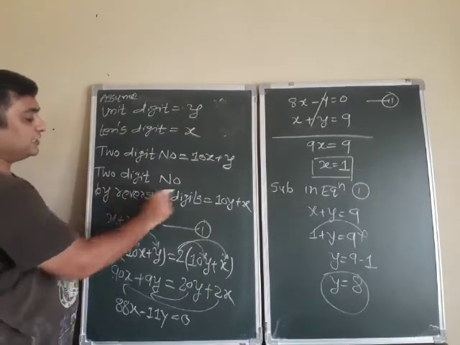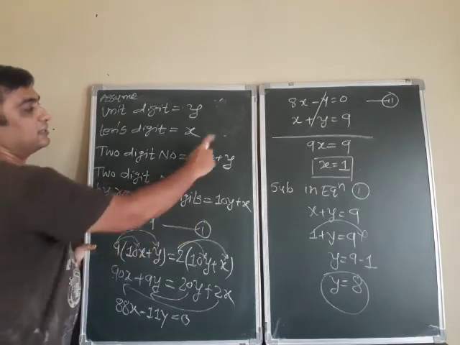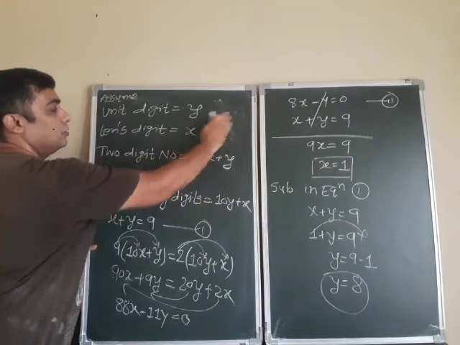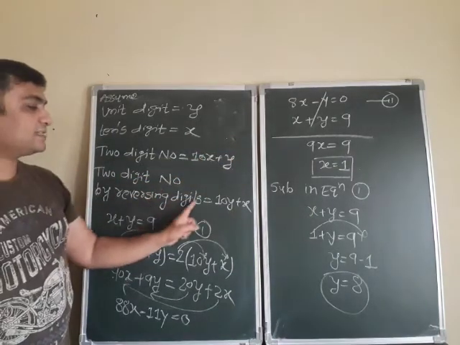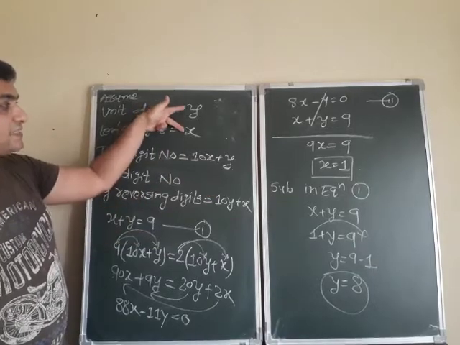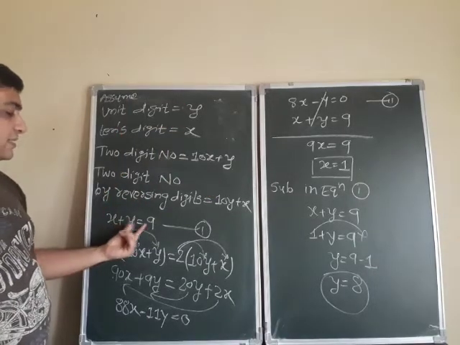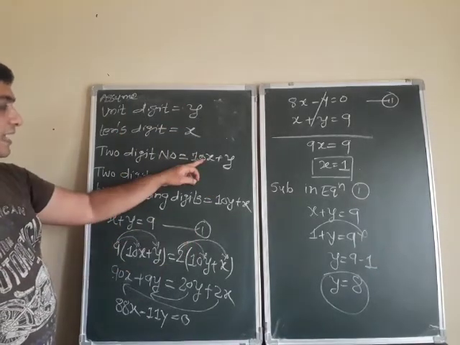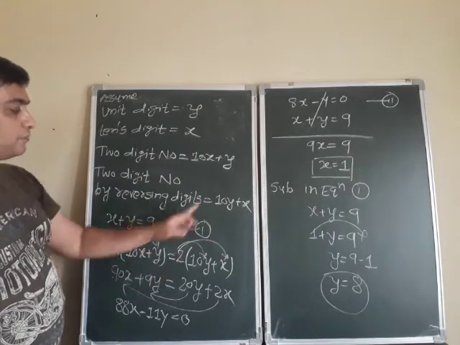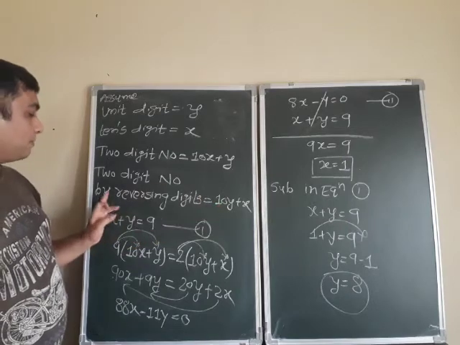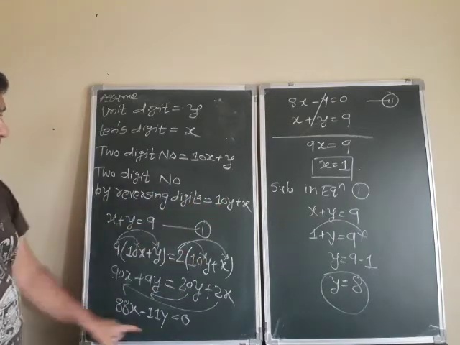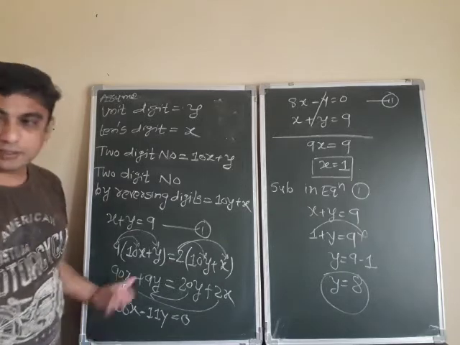And see, 2 digit number by reversing the digits, that is this y and this x. So it is 10y plus x. Clear? So 2 digit number by reversing the digits, it is this. 2 digit number is this. And digits are x and y. So sum of digits is 9, and 9 times 2 digit number is 2 times the 2 digit number obtained by reversing the digits. So 2 into 10y plus x. So we are getting the second equation. Okay, please solve this.